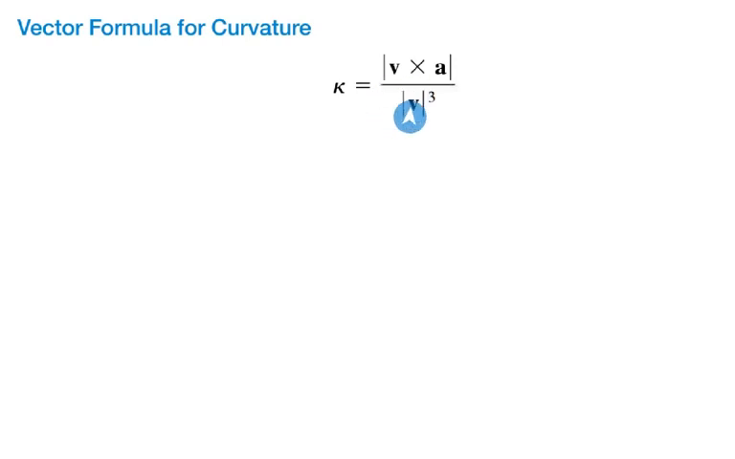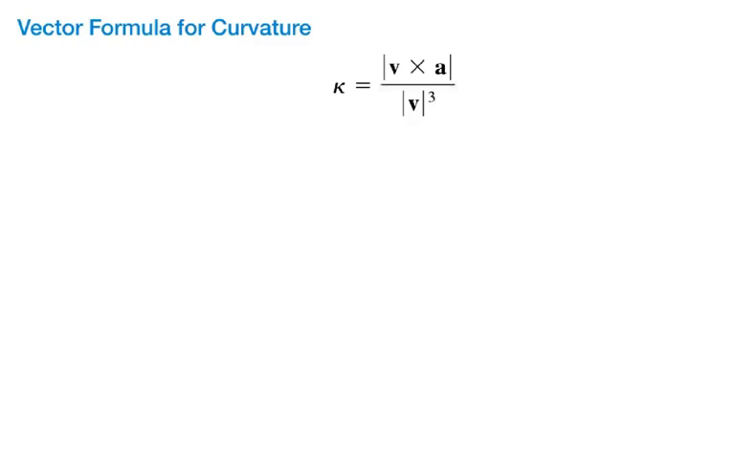So here, before we talk more about torsion, we have our vector formula for curvature, which is a little bit easier than the two other methods we've talked about prior. But we couldn't really talk about this before, because you see there's acceleration in there. We needed to know what acceleration was. So the vector formula for curvature is the magnitude of the velocity vector cross the acceleration vector, divided by the magnitude of the velocity vector cubed.